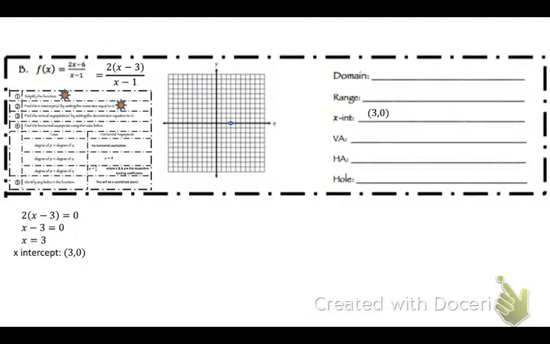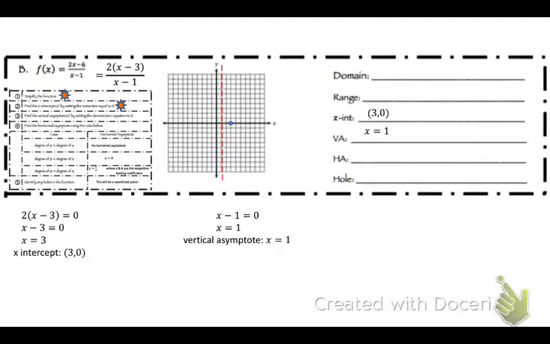Now we can find the vertical asymptote by setting the denominator equal to 0. So we have x minus 1 equals 0, which means x equals 1. So the vertical asymptote is x equals 1. And I'm going to go to 1, and I'm going to draw that asymptote.